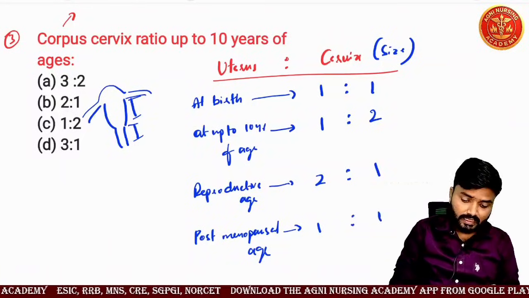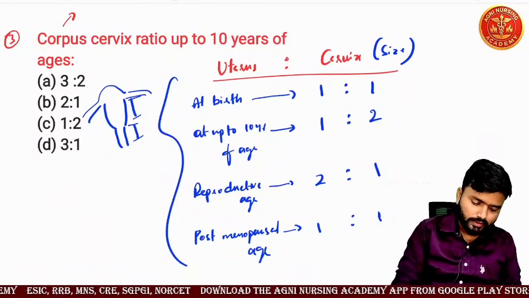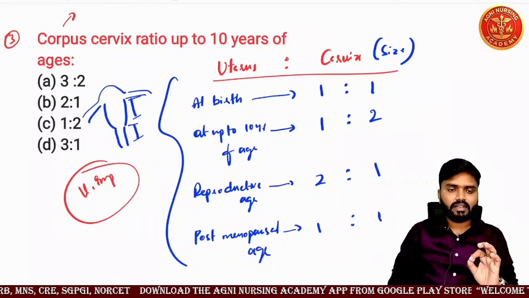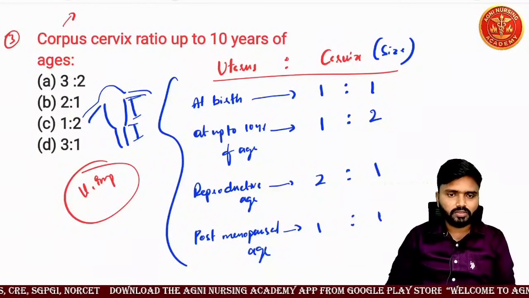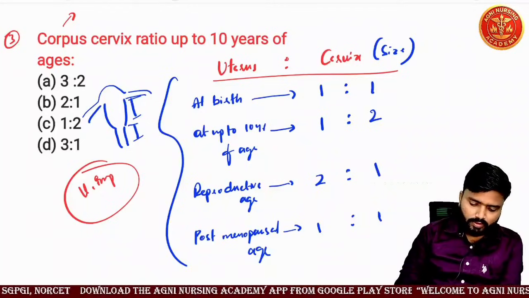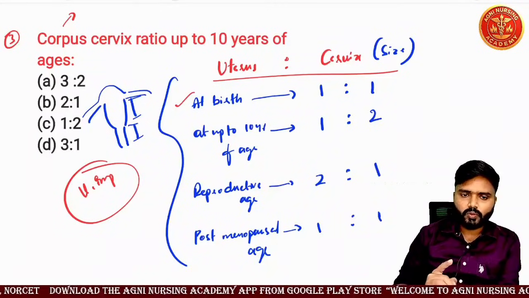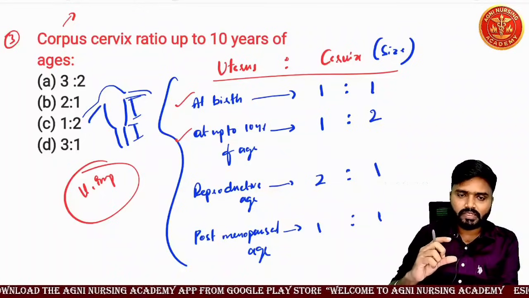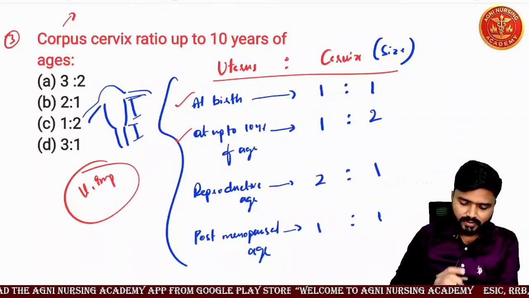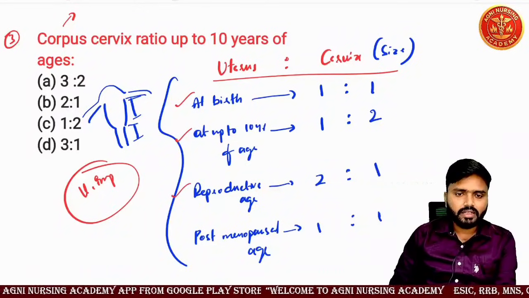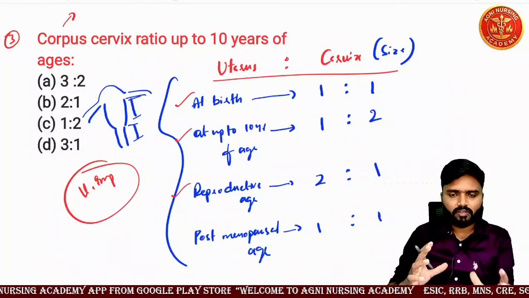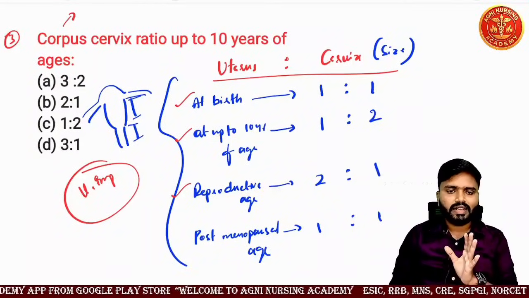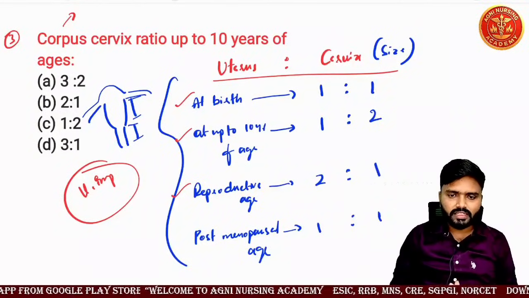This chart is very important, very important. This question has already appeared in previous year exams, understood? Okay, again we will see here: at birth 1 is to 1, and up to 10 years of age 1 is to 2, means the cervix is longer at 10 years of age. In the reproductive age the uterus is longer because it has the capacity to hold the fetus, no? So that's why 2 is to 1, and again at the post-menopausal age 1 is to 1.